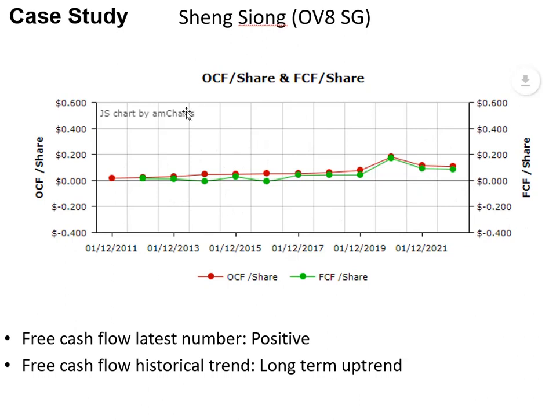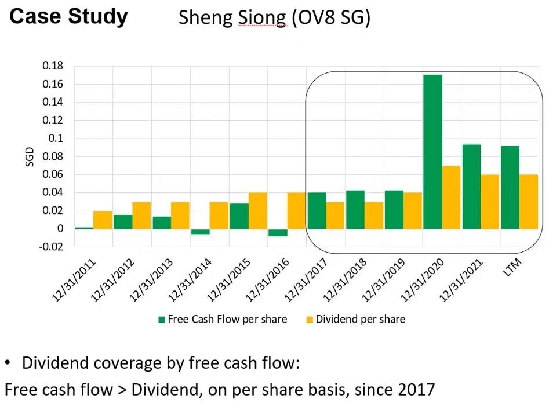Because Sheng Siong pays dividend, you want to check whether this dividend payment is sustainable. Because ultimately, dividend is paid out of free cash flow. So as you can see here, since 2017, the free cash flow per share given in the green bar here is more than the dividend per share in the orange bar, which is good. It tells you that the dividend payment is sustainable.